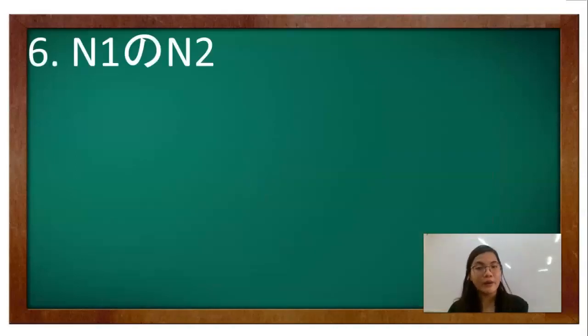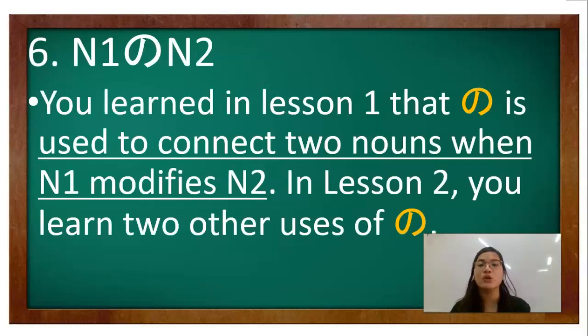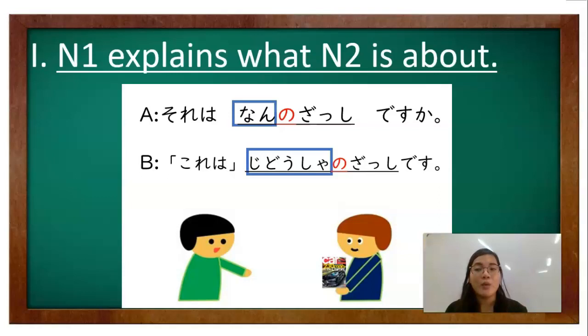Our next topic is N1 no N2. You learned in lesson 1 that no is used to connect two nouns when noun 1 modifies N2. Now in this lesson, you will learn two other uses of no. First, N1 explains what N2 is about. That means N1 explains what N2 is about.